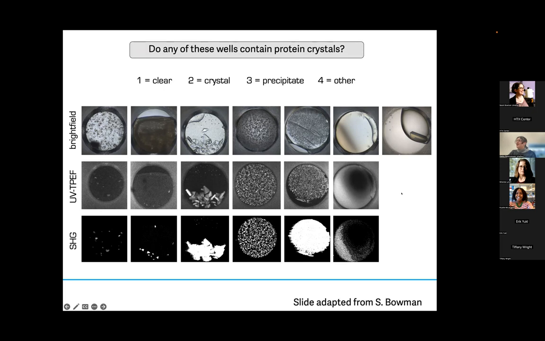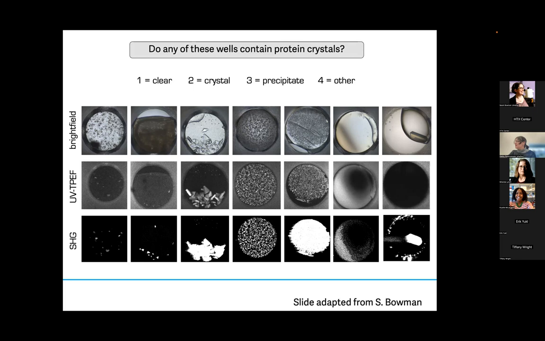All right, so the last one, number 7, 67% say this is a protein crystal. Someone says precipitate. I don't know about that. But then 27% say other. And you guys couldn't be tricked by me, because even though this has a very strong SHG signal, there's no UV signal here. And so this is actually a salt crystal.